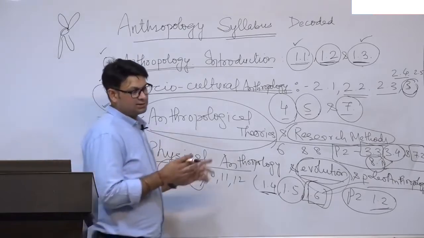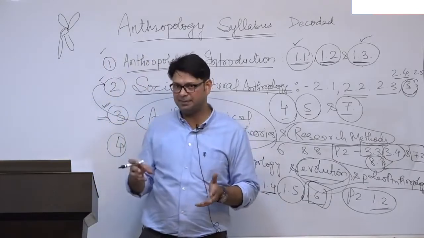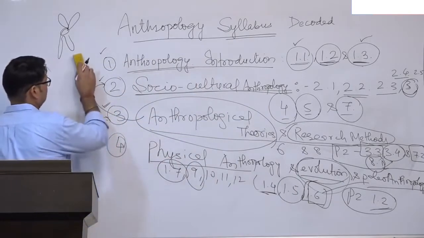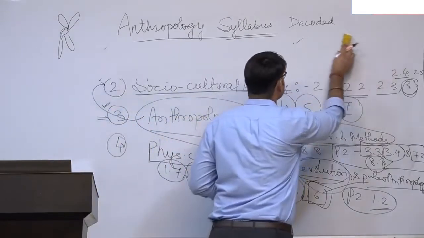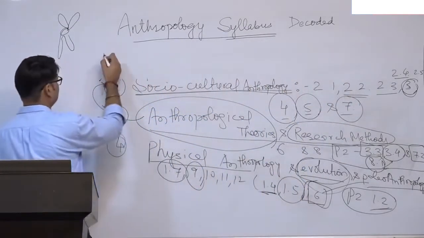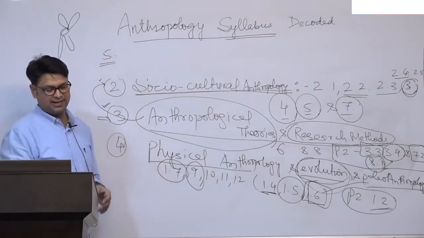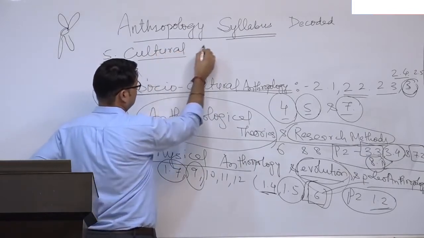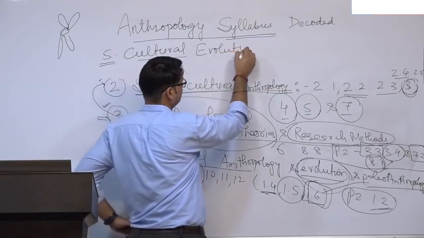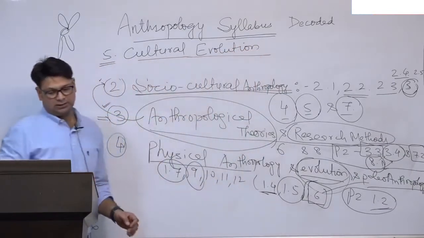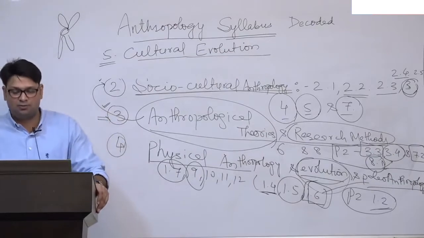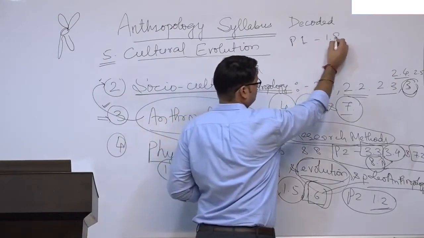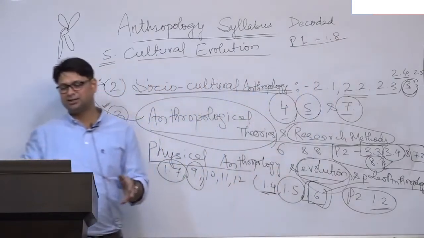Archaeology basically is in both, in paper 1 as well as in paper 2. So my fifth section that I am suggesting to you is archaeology. Right? Or you can say cultural evolution. You can say it is cultural evolution or archaeology. In that we have units from paper 1, 1.8, Paleolithic, Mesolithic, Neolithic and all.